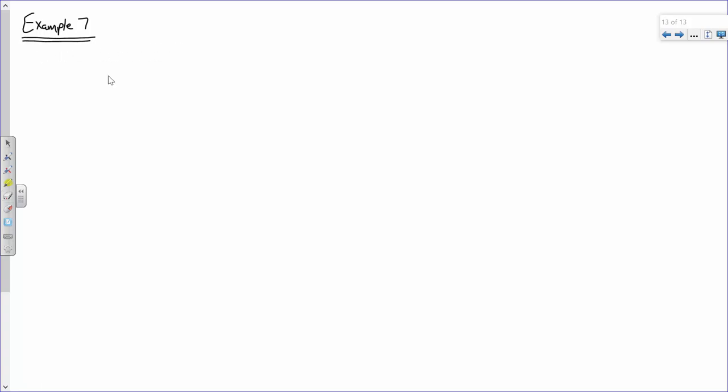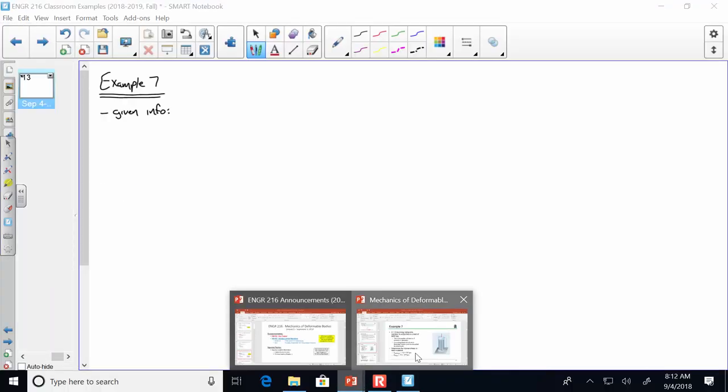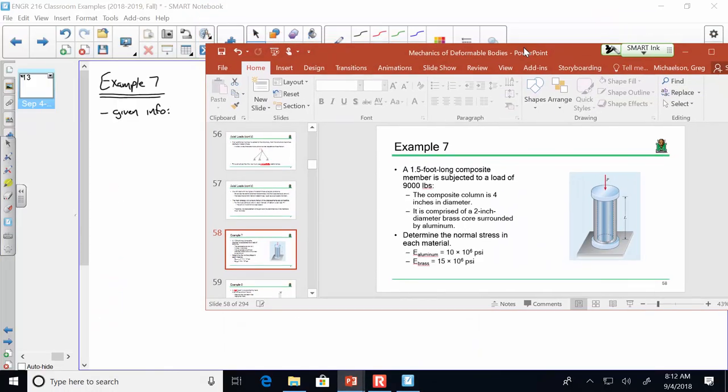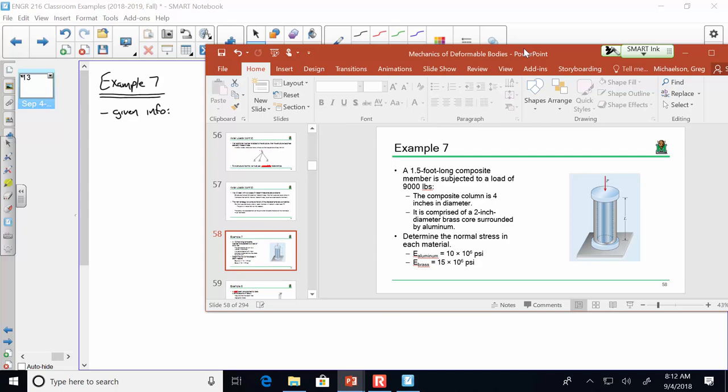Don't do that. All right, let's write down some given information about the column. Okay, tell me something that we know about this column. Here, I'll go back to the slide. Let's just start writing down everything that we know. So I'm going to put this sort of right here. What do we know about the column? Somebody spit something out. 1.5 feet long.